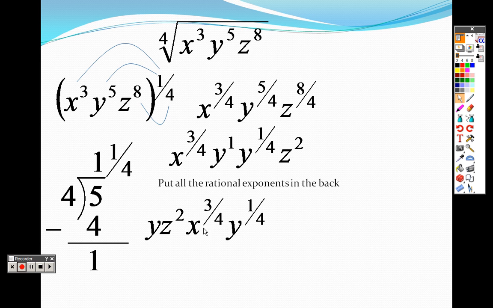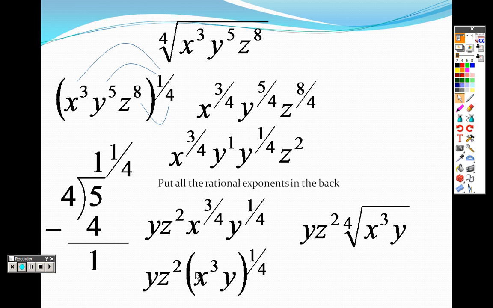I have an x to the 3/4 and a y to the 1/4 in the back. Since they both have the same denominator, that means they have the same root. So I can pull out that 1/4 out of both of them and combine that into the 4th root. So I get yz squared, the 4th root of x cubed y. Because remember, whatever the denominator is the root, so that's why it's the 4th root. I have x cubed and a y the 1st power.